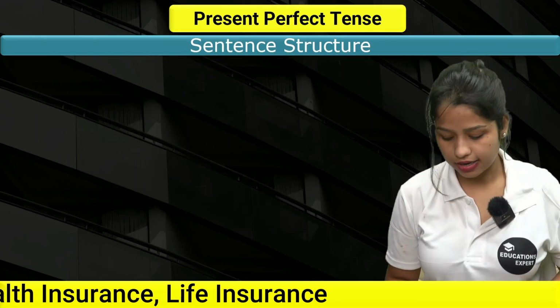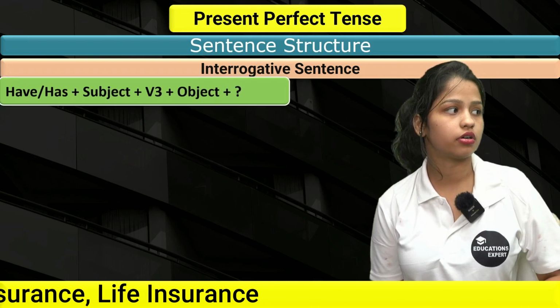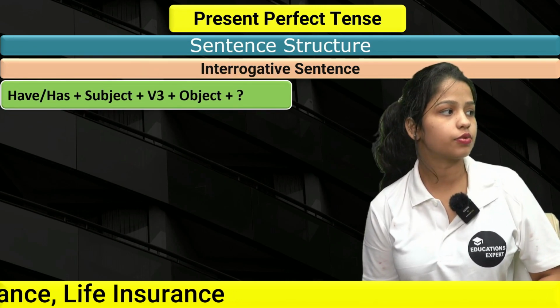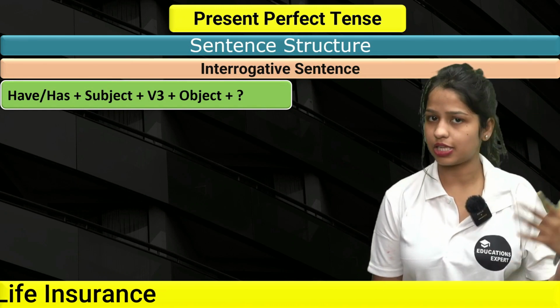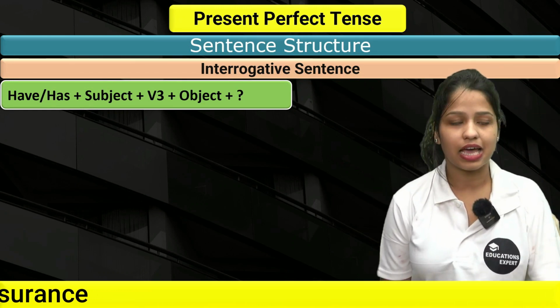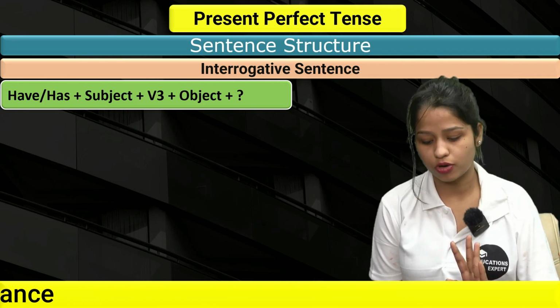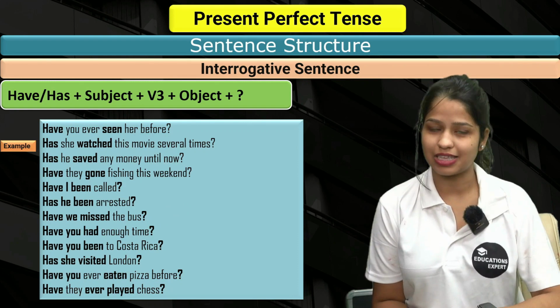All right, now let's understand interrogative sentence structure. Let's jump into the rule. So this would be the rule. You just have to put the auxiliary verb before the subject. That's what we do in interrogative sentence structures, obviously. Has, have plus subject, third form of the main verb, object, and the question mark. What is the example? These are the examples.